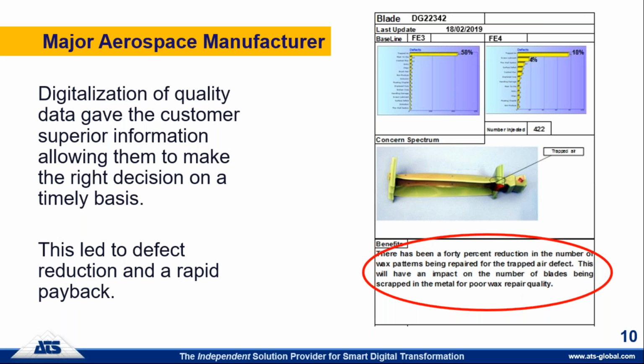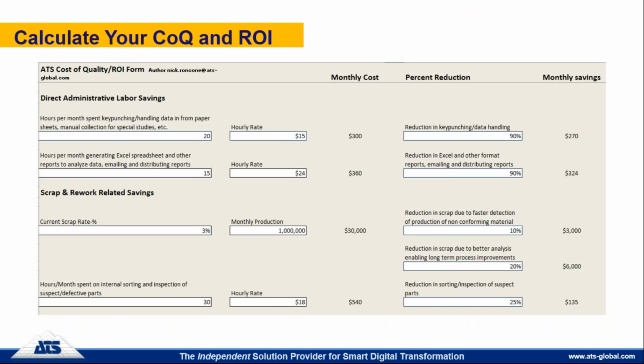This is a page you see out of a manufacturer of aerospace engines that also does castings. And here what they did with the software is they launched it in their investment casting process with wax models. And you can see here, by getting more timely and more detailed information, they were able to reduce the number of defects in their wax patterns by over 40%. So that's where the kind of payback comes from.